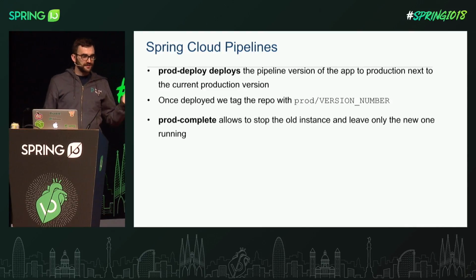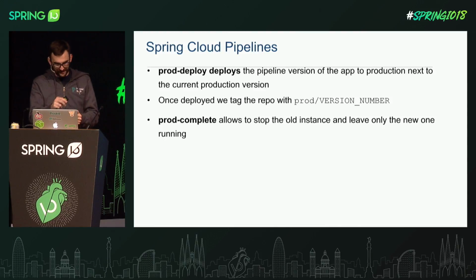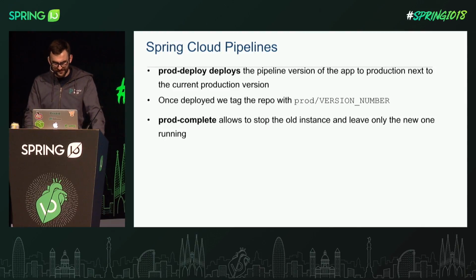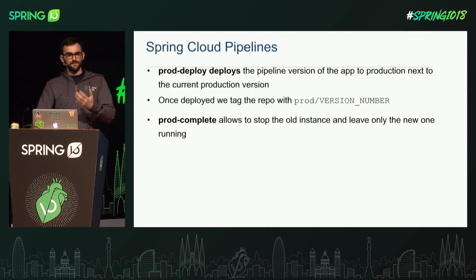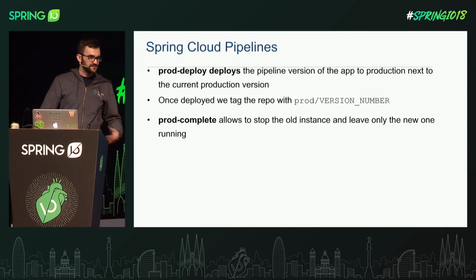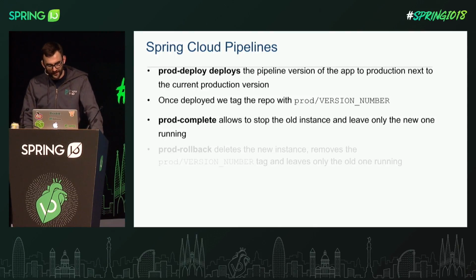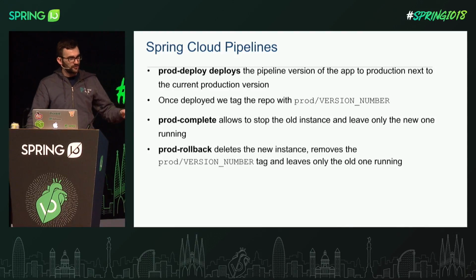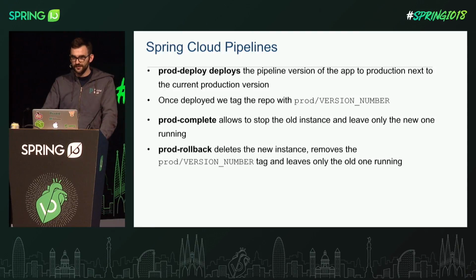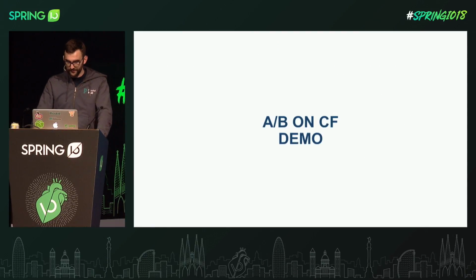If, let's say, we are running the two apps for some time, the KPIs are good, everything seems fine, we can gradually increase the number of instances, the canary release and stuff like that. Once we're happy, we can do prod complete, which means we're done, let's kill the old instance. But if something goes wrong, we can press prod rollback, and we're rolling back as if we had never done a deployment. So now time for the demo.